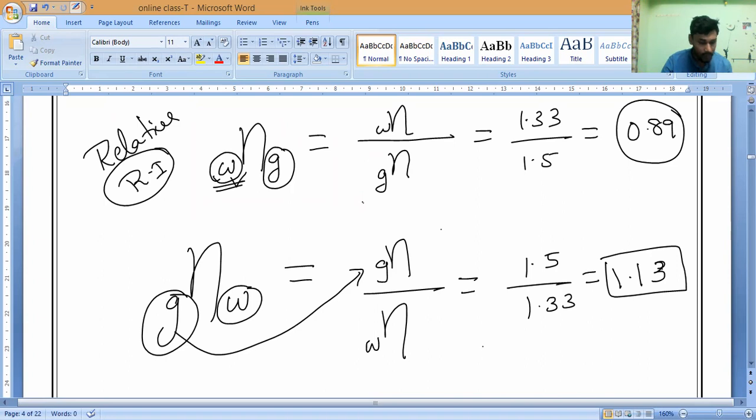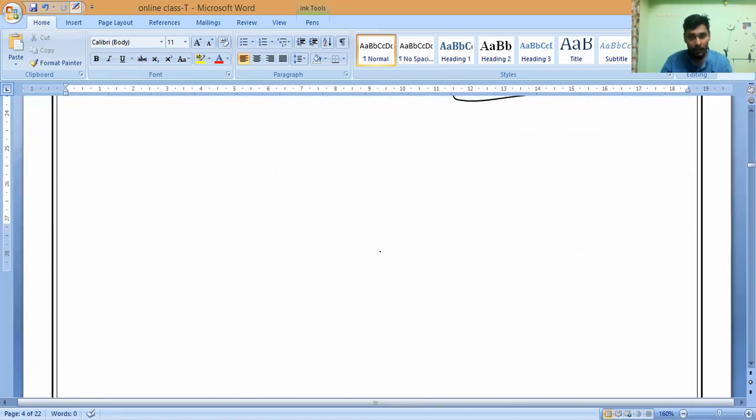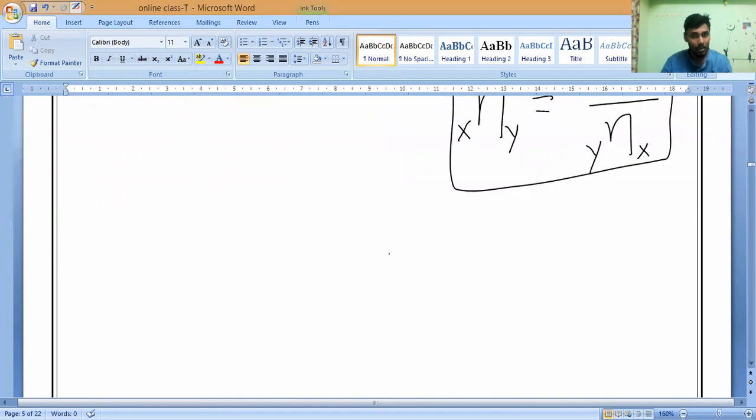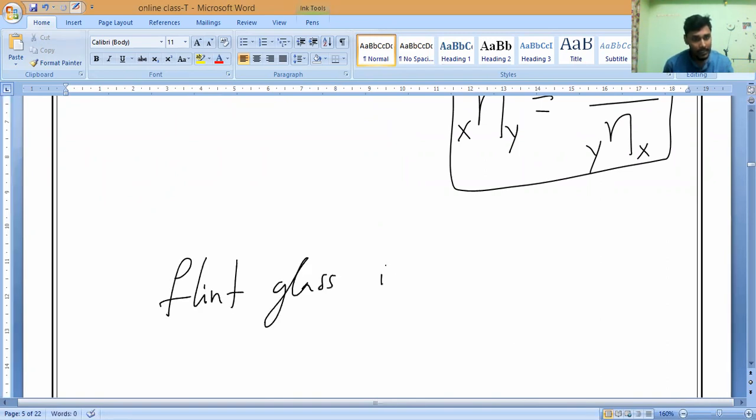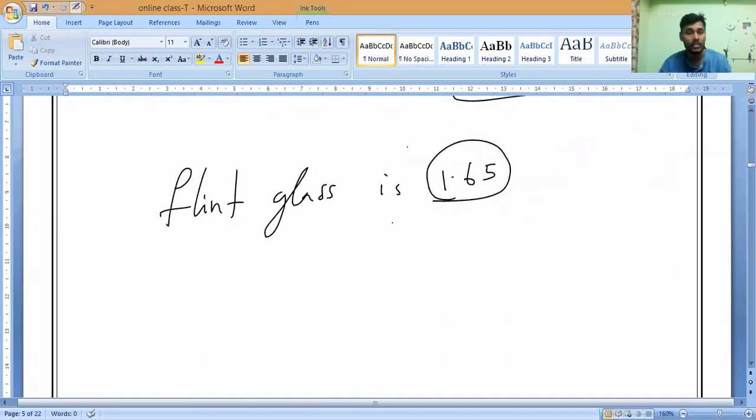The refractive index of flint glass. Anybody having doubt, please ask me. Other state children, if you are attending, you must make everything clear. So write the question. The refractive index of flint glass is 1.65. Within a fraction of seconds, you have to solve this question. One question surely will come. So flint glass is how much, guys? 1.65. Wait, I have not given the question even.